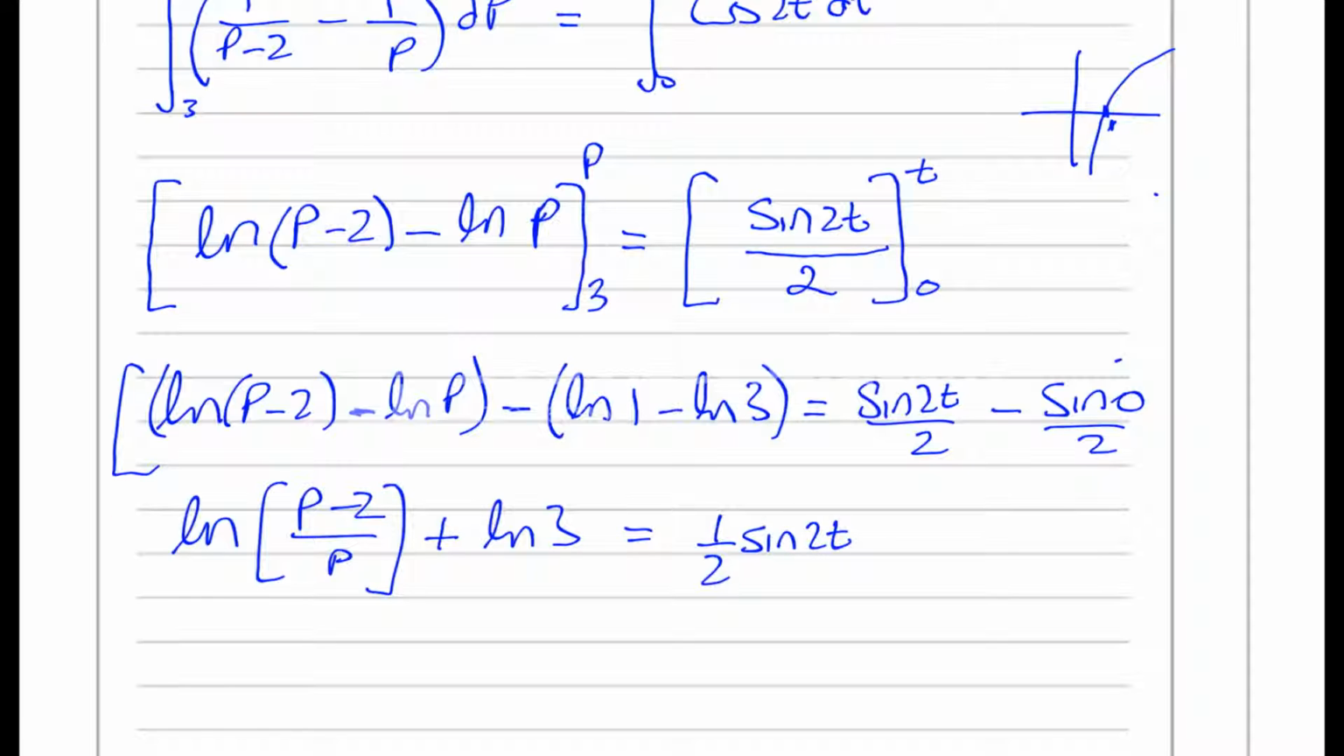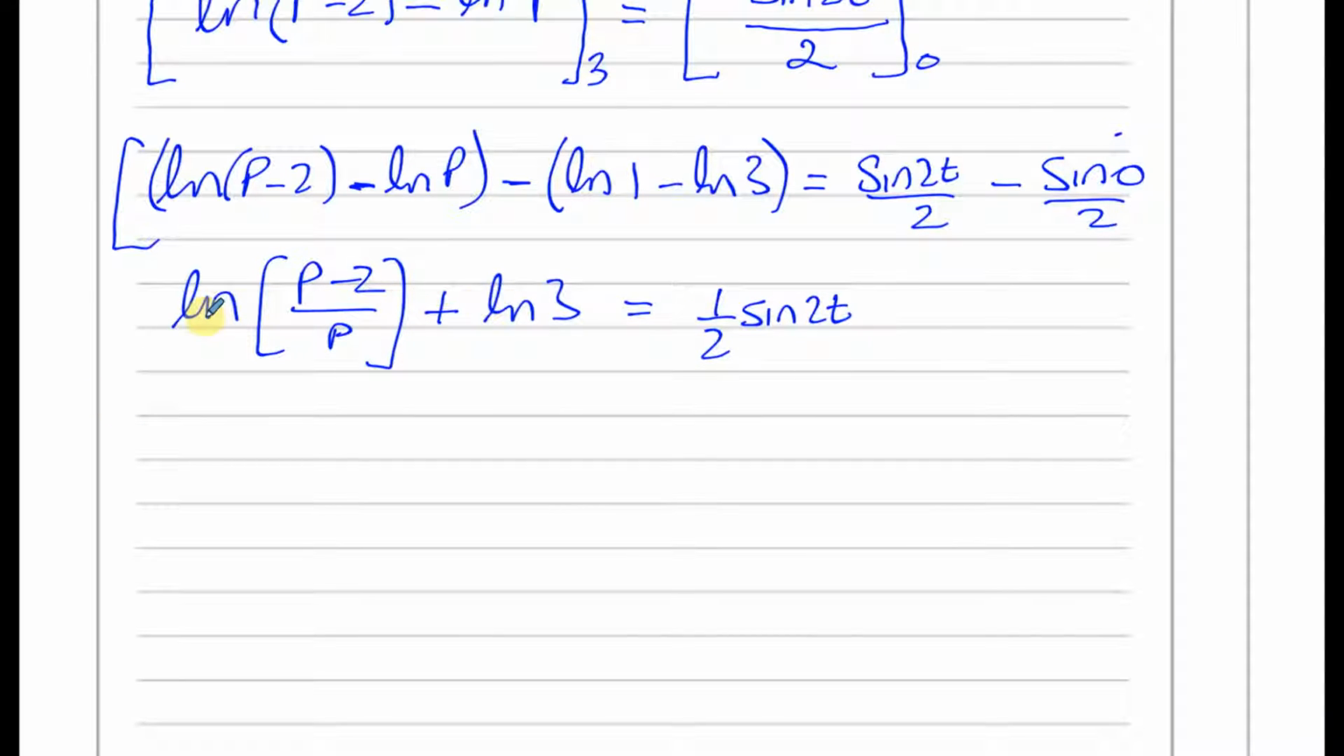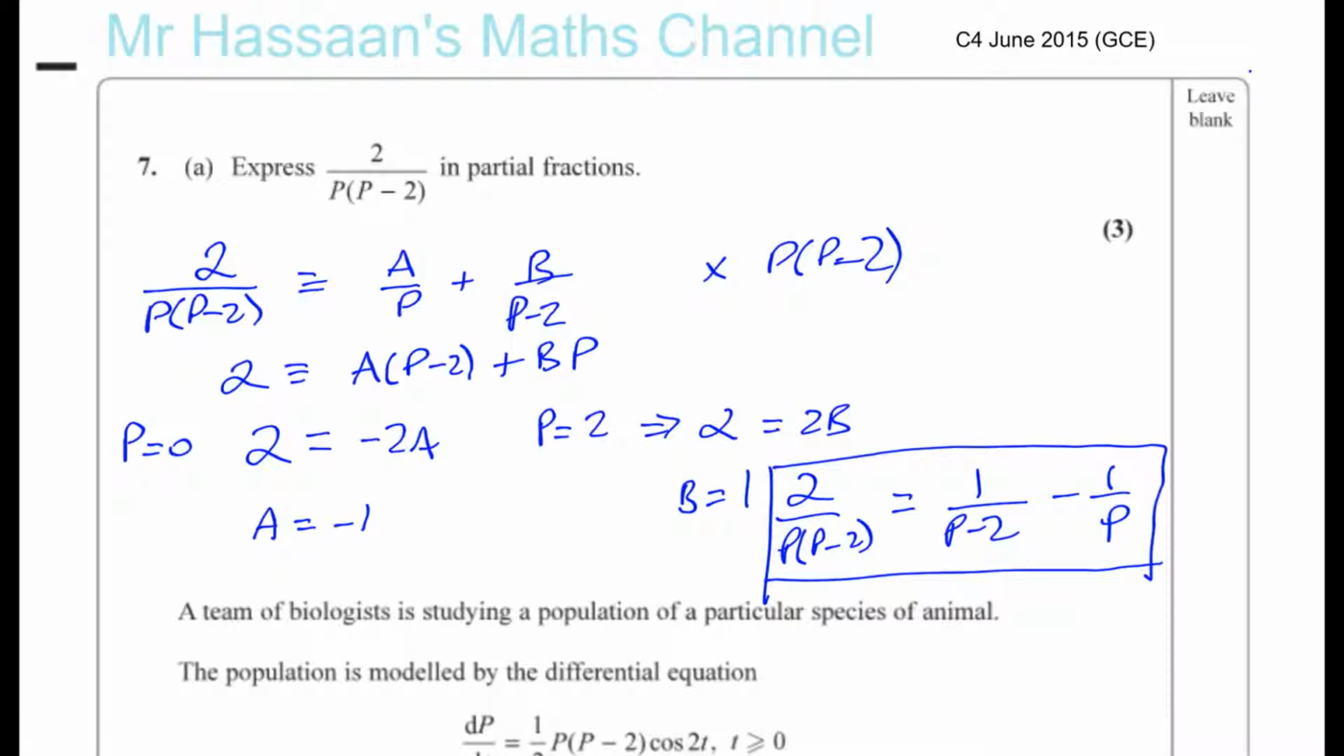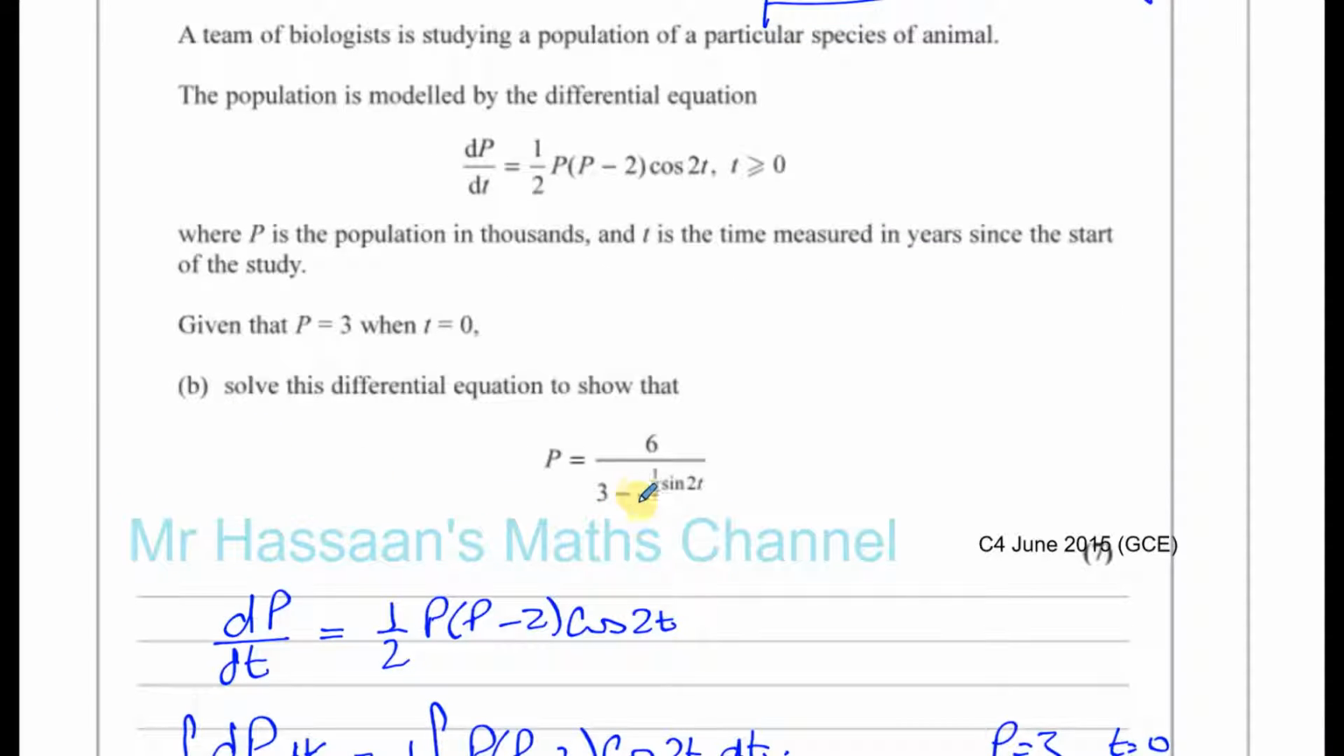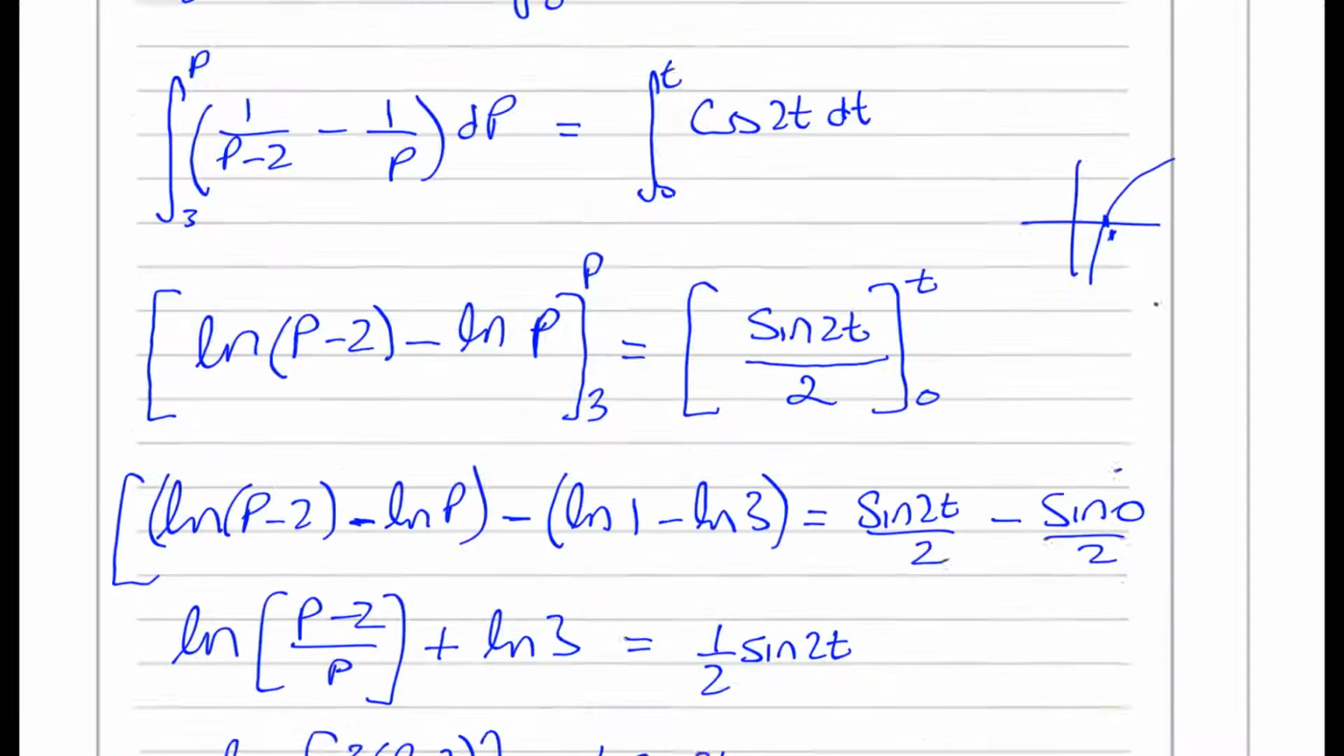So this I can combine as well, because you have ln of something plus ln of something that have the same base. So I can write this using addition to multiplication: 3 times p minus 2 over p is equal to a half times sine of 2t. Now let's look back to see how we want to express it. We want to express it with an e there, and p as the subject. So let's make p the subject then.